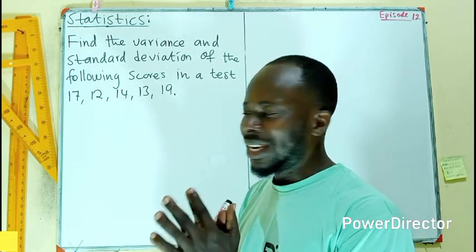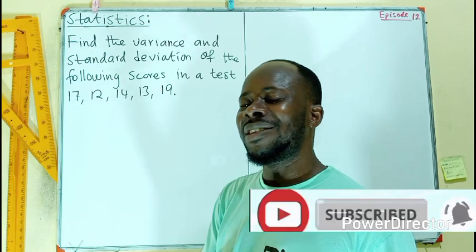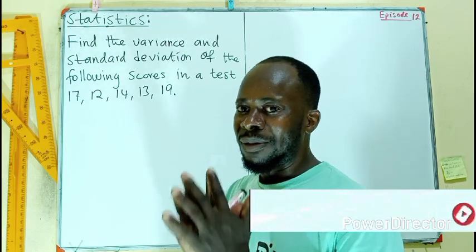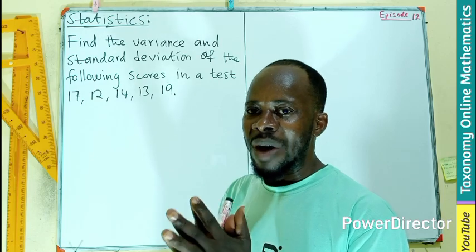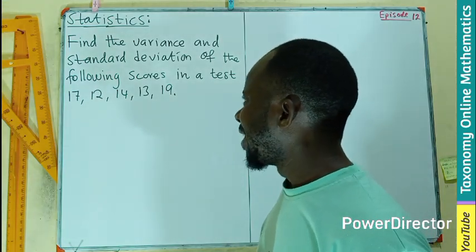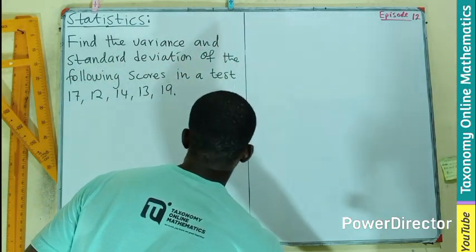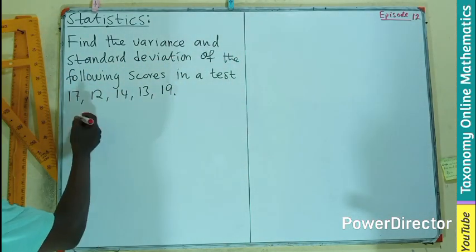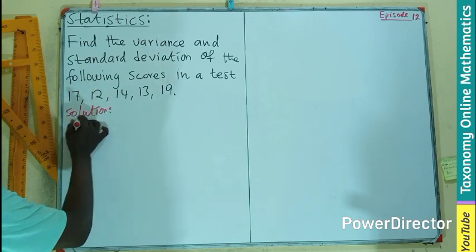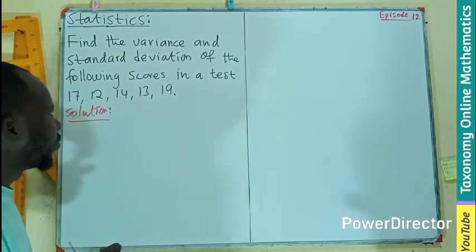We are picking this question to refresh our mind on the variance and standard deviation we did in episode number 8. If you've not watched it, I urge you to go back and check that episode out. To find the variance and the standard deviation of the values we have as scores from a test, we talk about two different approaches or methods which we use.